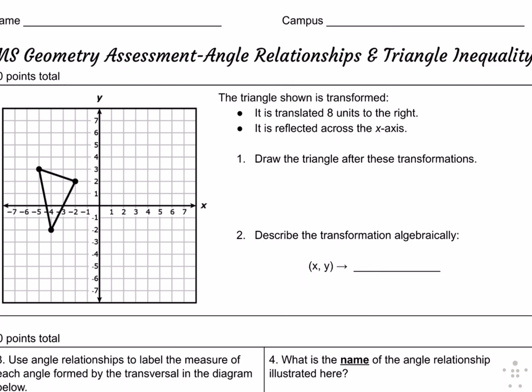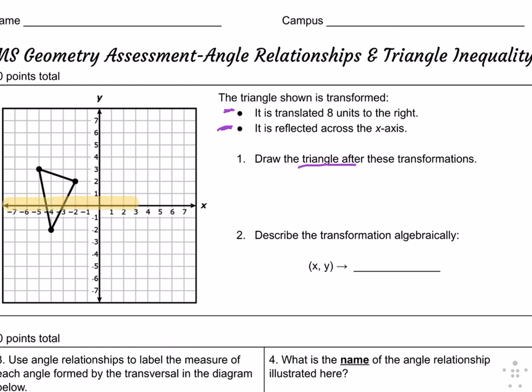So this was an assessment covering angle relationships and triangle inequality. Let's start looking at the first two questions. On number 1, it's asking you to draw the triangle after you've done the two transformations listed right here. Translate the triangle 8 units to the right, and then reflect it across the x-axis.